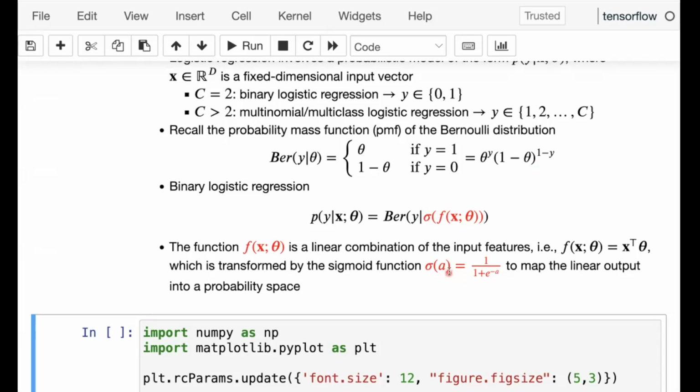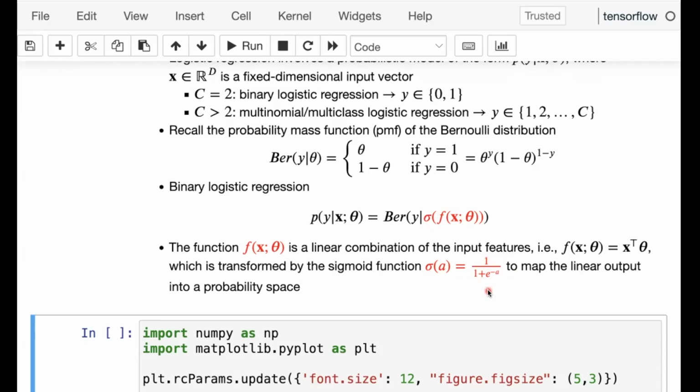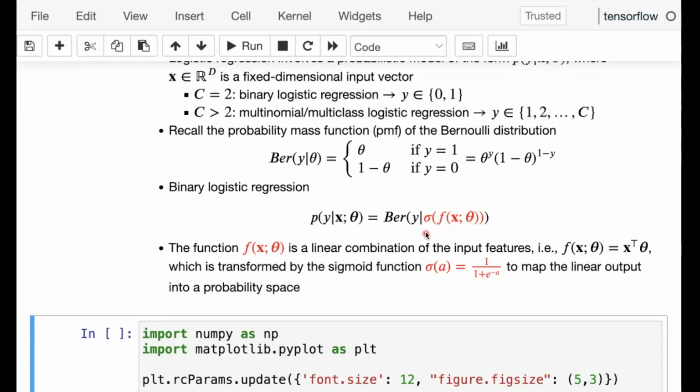And the nice thing is that for any real valued a, the range of this function is between 0 and 1, which is a valid probability score. In the next cell, we're going to plot this to show you that this is indeed a valid probability score, and it is between 0 and 1. But we'd like to emphasize here that the way this probability works is that first we find a linear combination of input features, and then we apply the sigmoid function. So in fact, it's a composite function.